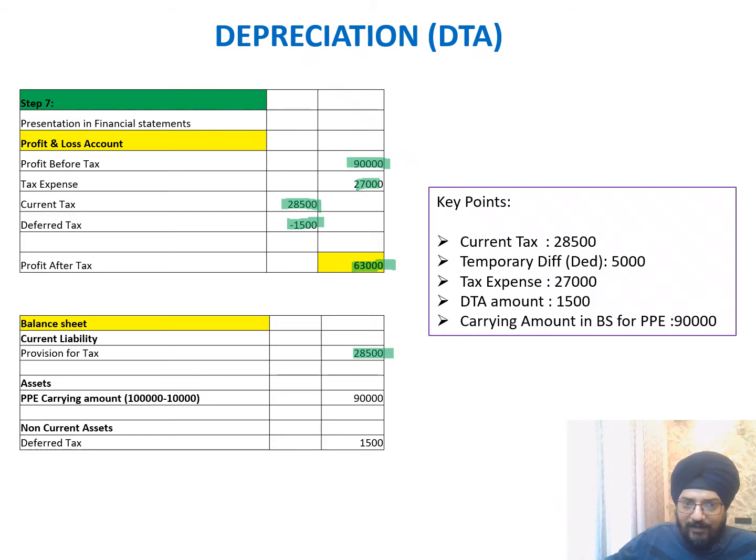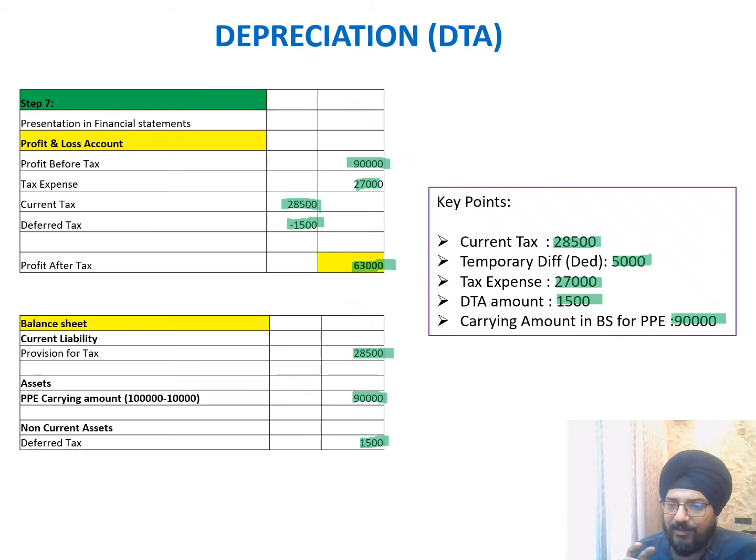We have to create under non-current assets a deferred tax of 1,500, and then we have to also create a 90,000, which is my carrying amount of my asset in my books. So key points: current tax 28,500, temporary difference which is deductible 5,000, tax expense 27,000, which is the sum of 28,500 minus 1,500, which is my deferred tax asset, and my carrying amount is 90,000.